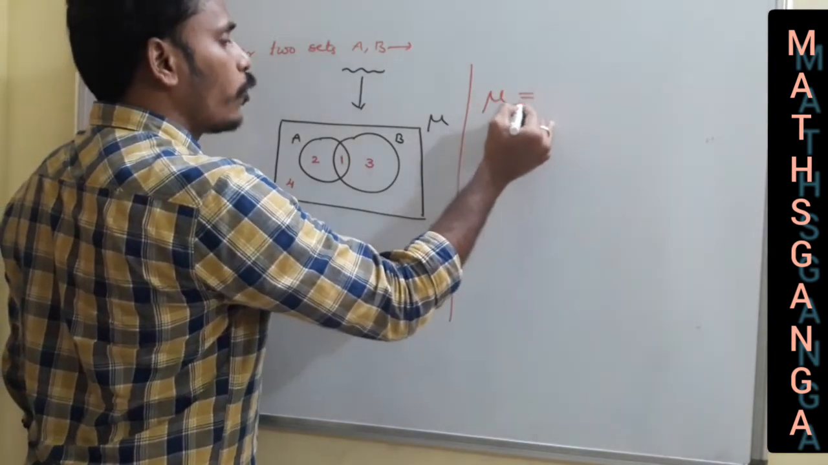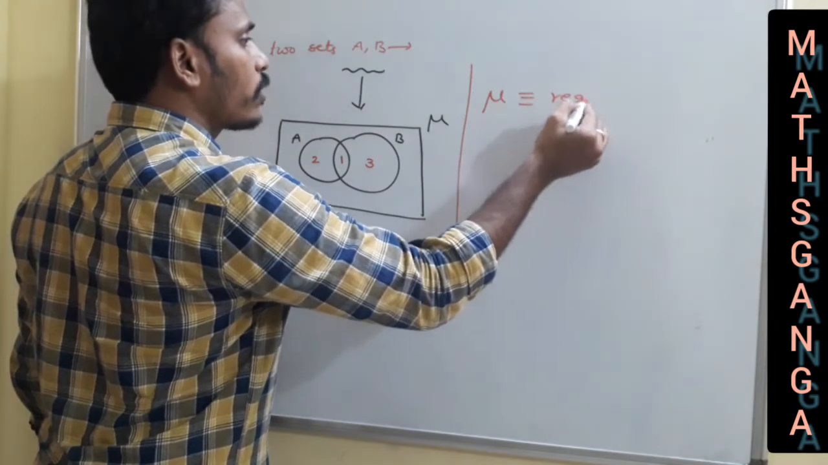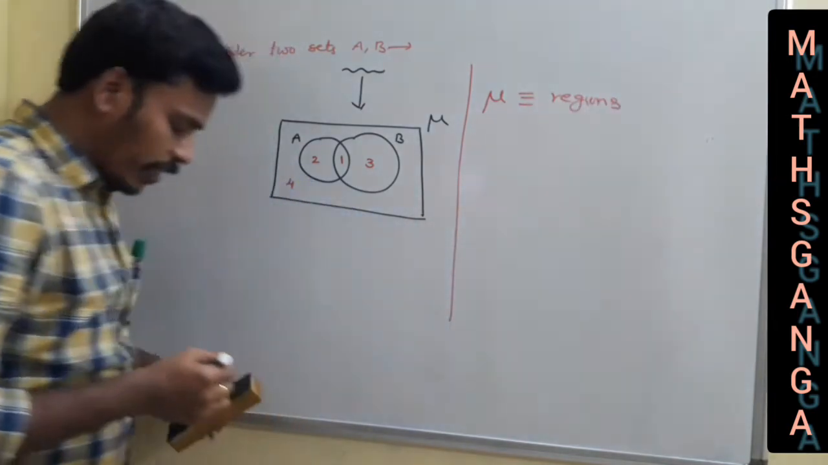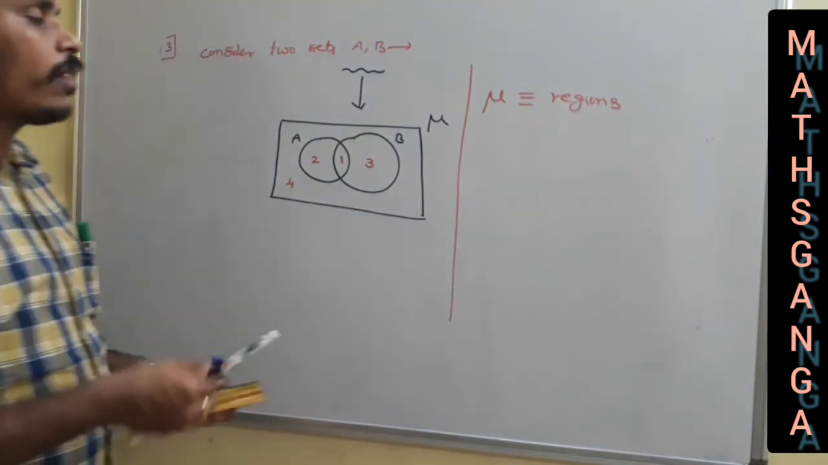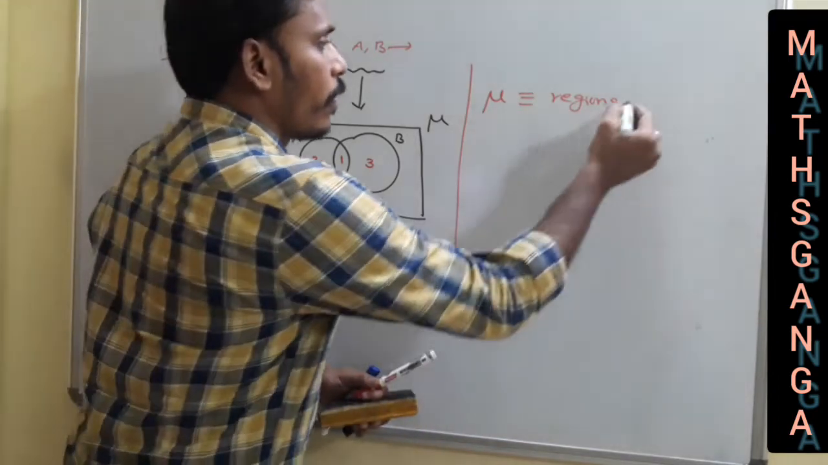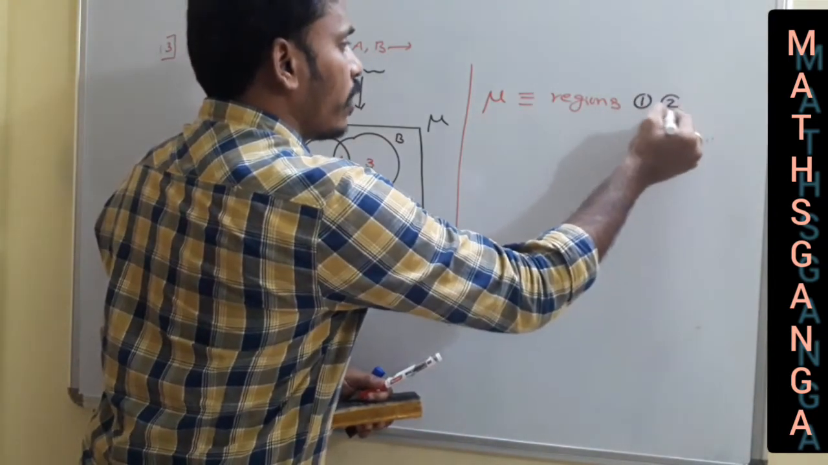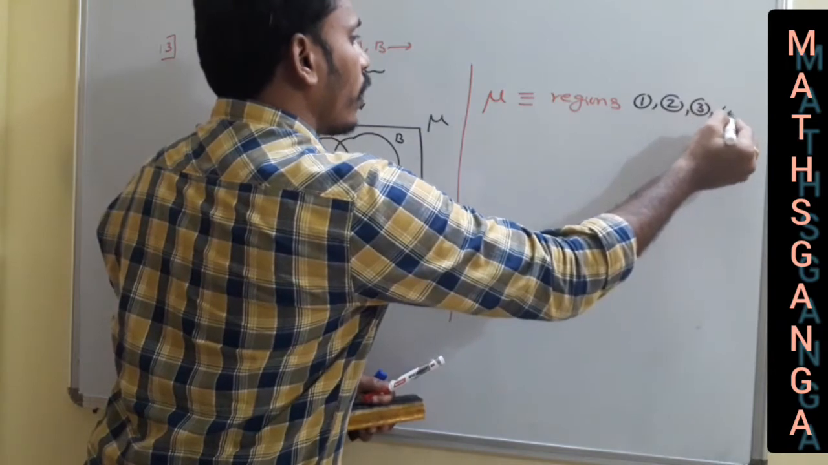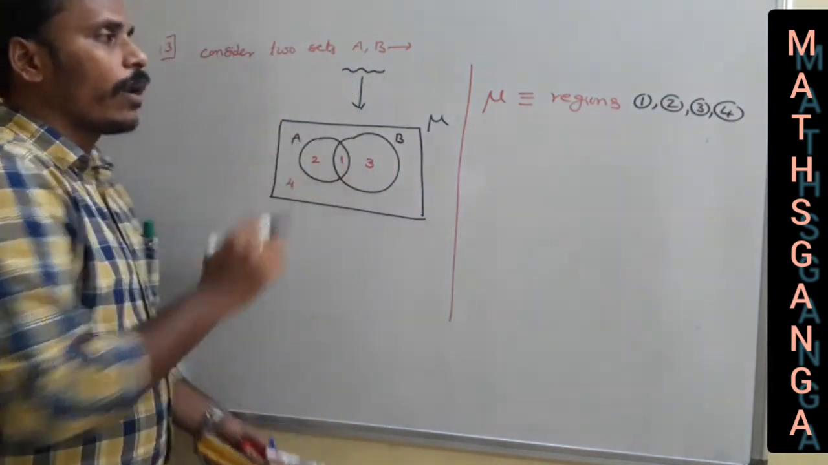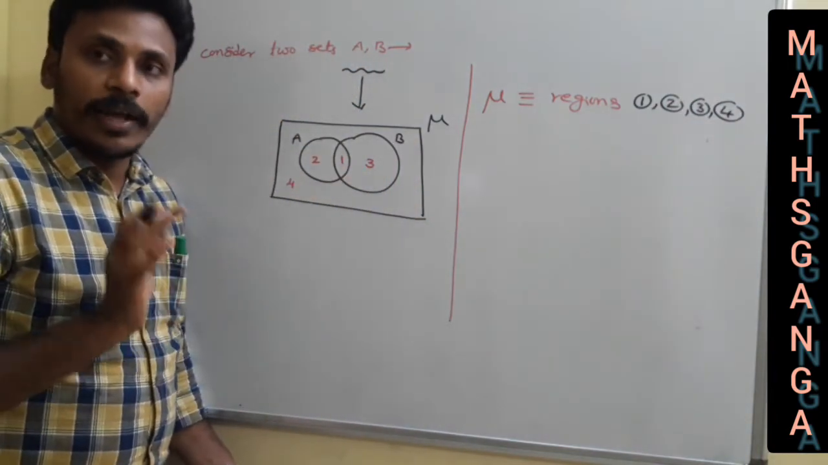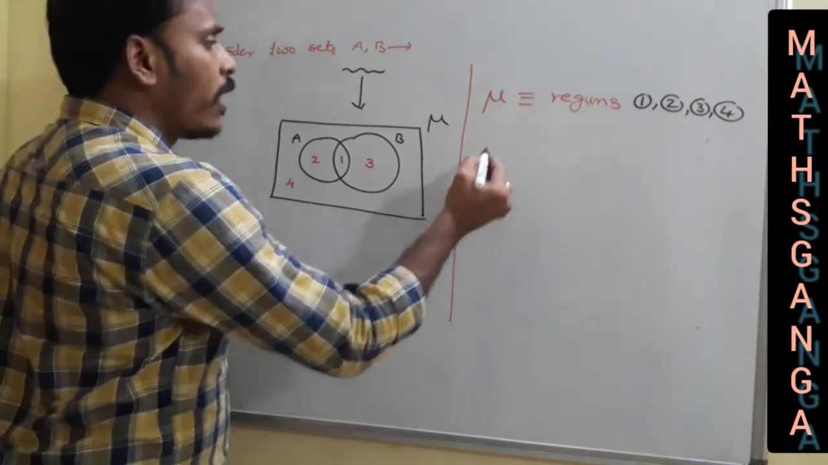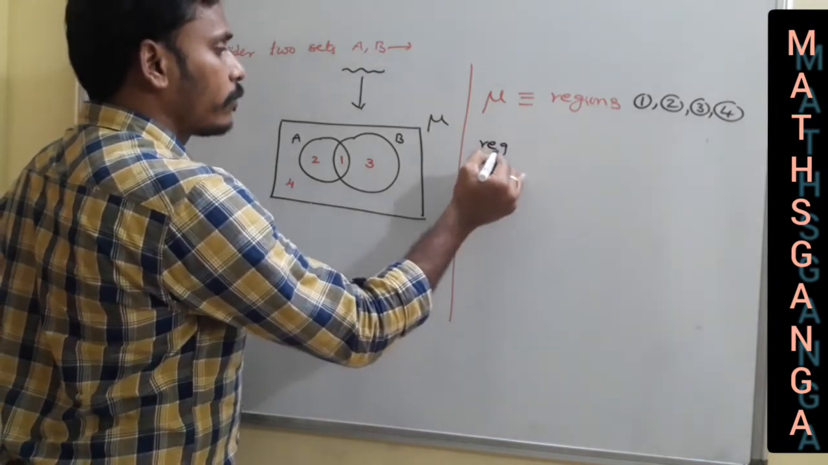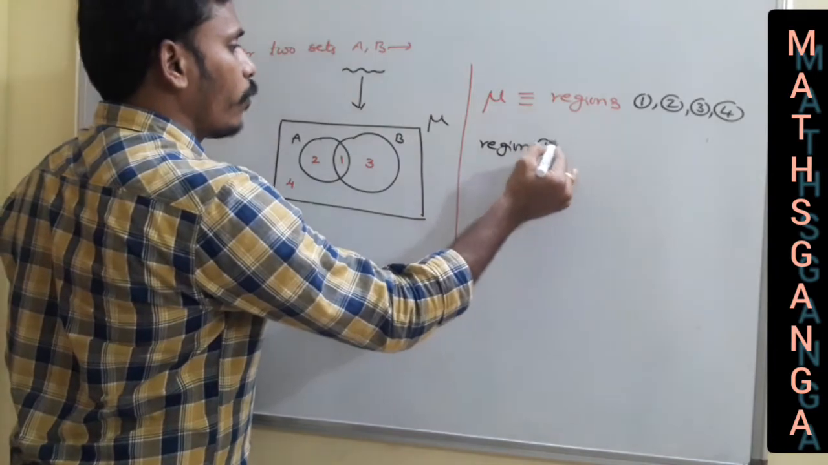Mu is the universal set, and that universal set is related to the regions. What are the regions? All the regions are in the universal set. So region 1, region 2, region 3, region 4 all together will represent the universal set. Very clear.